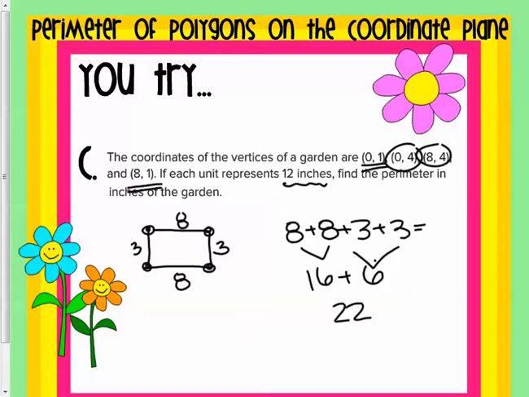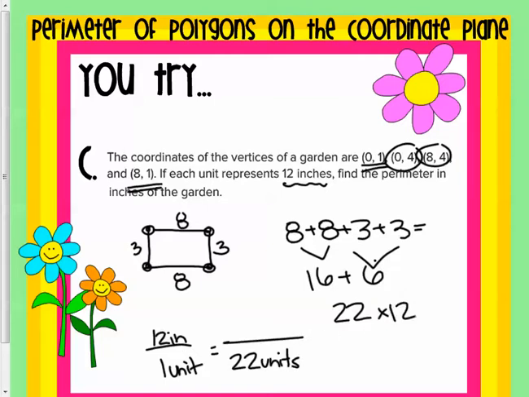Okay? But each one of these represents 12 inches. You could set up a proportion as well. So you could do 12 inches for every 1 unit. And if you have 22 units, you just multiply by 22, by 12. So 22 times 12 is 264, and these are inches for the perimeter.